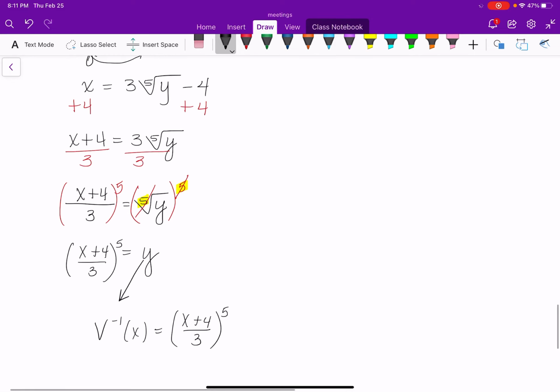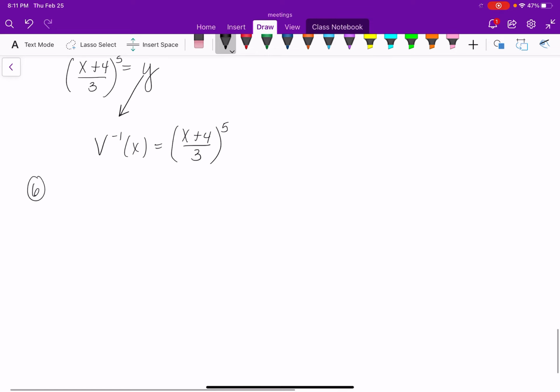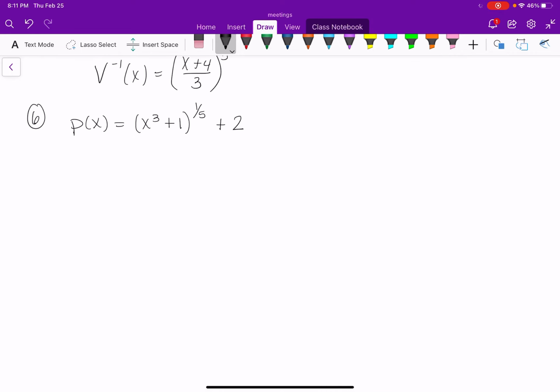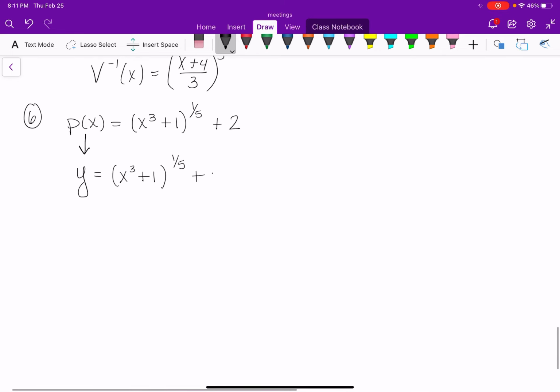All right. So the last one I'm going to have us do for today is this 6th one, where we're going to have both a power and a root in it. So we're going to have p of x equal to x cubed plus 1 raised to the 1/5 power plus 2. Okay, again, always starting off with our first step of changing our p of x, or whatever our function is, to y. So y equals x cubed plus 1 raised to the 1/5 plus 2.